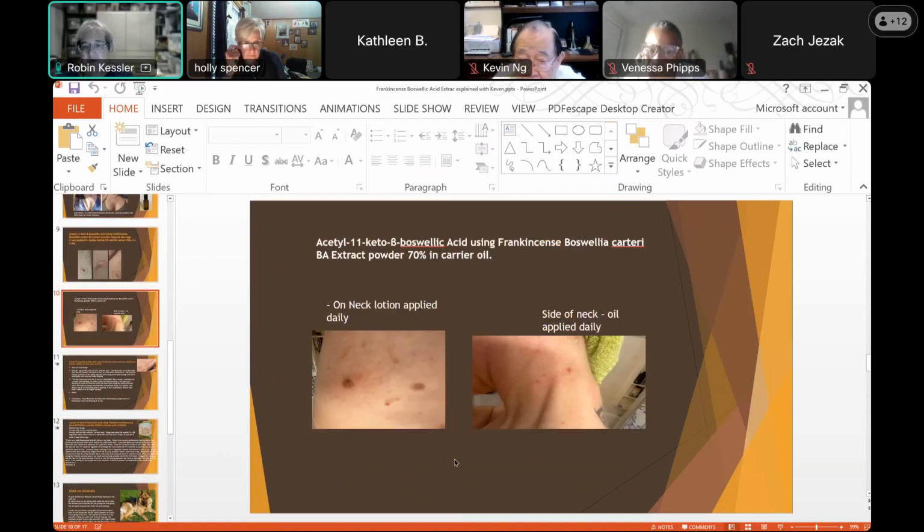This one also used Boswellic BA extract at 70%. These lesions were on her neck, and after a month, almost all of them were gone. Look at the difference between the two. Almost all of them were completely gone, and she's still testing for me, and she told me at this point it's gone. They're all gone.